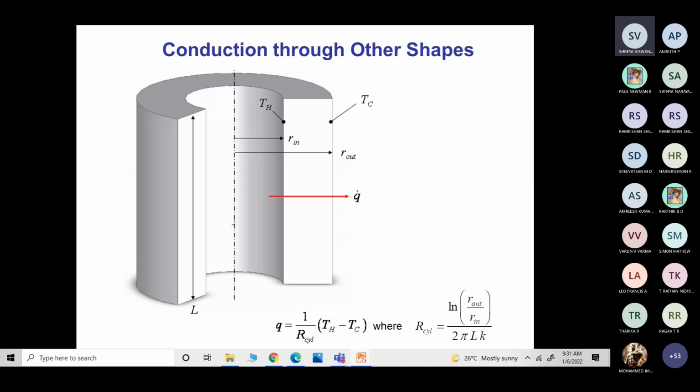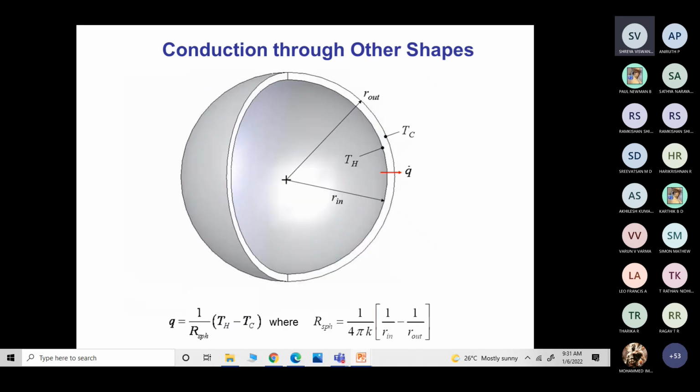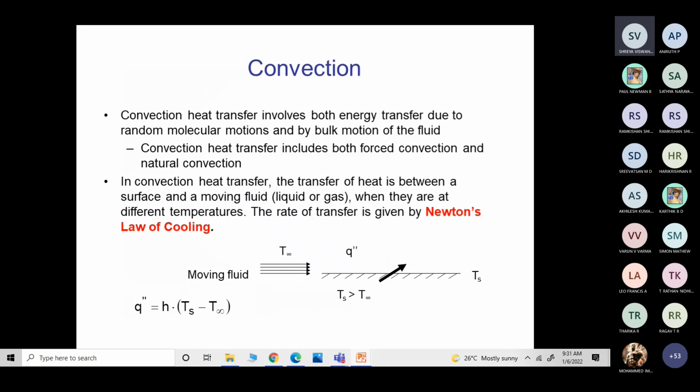Composite cylinders and spheres we will look into when we discuss conduction in detail. The second one is Newton's law of cooling. Newton's law of cooling gives us an idea about convection. We know that convection is a combination of conduction and advection. I request all the students to check what advection is and tell me in the next class.